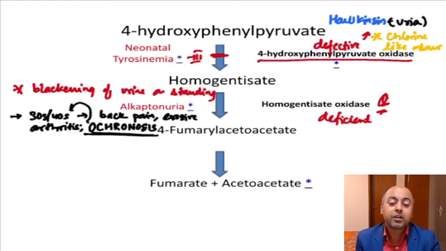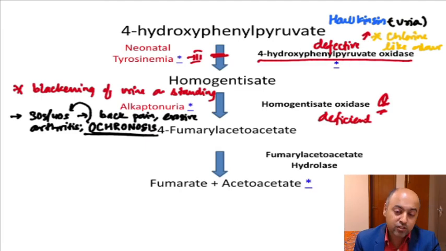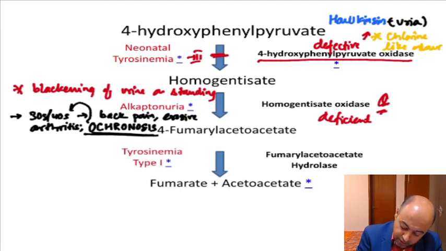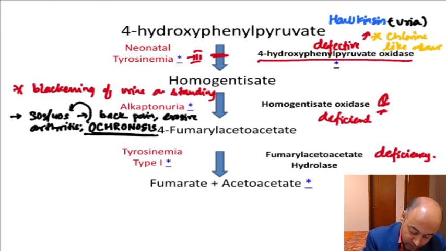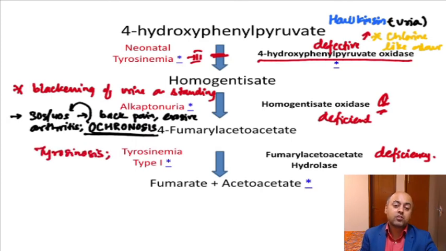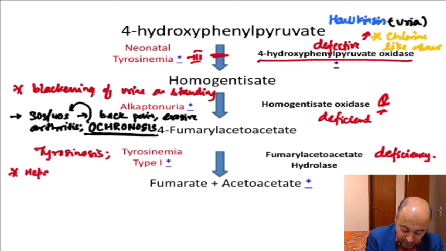Lastly, the conversion of fumarylacetoacetate to fumarate and acetoacetate requires the enzyme fumarylacetoacetate hydrolase. If there is a deficiency in the enzyme fumarylacetoacetate hydrolase, we get tyrosinemia type 1, also known as tyrosinosis. Sometimes also known as hepatorenal tyrosinemia.